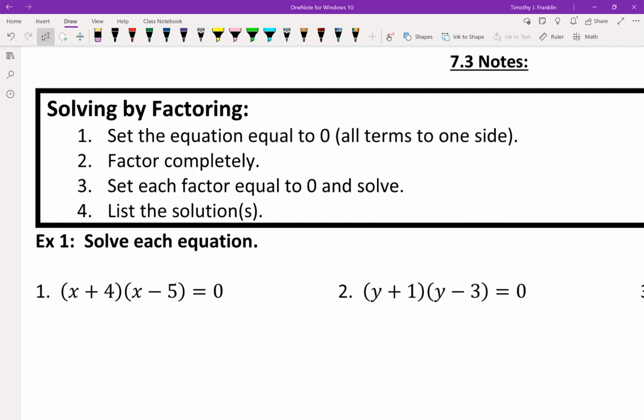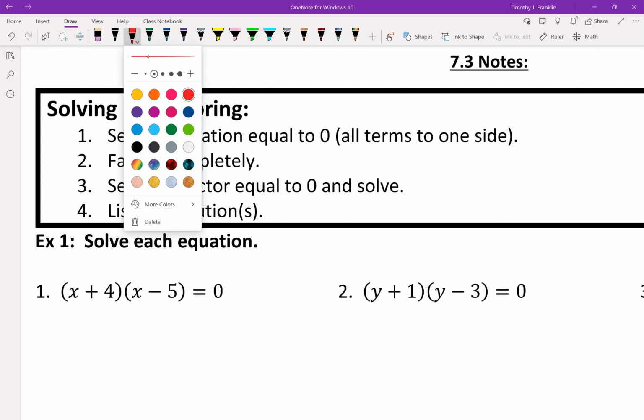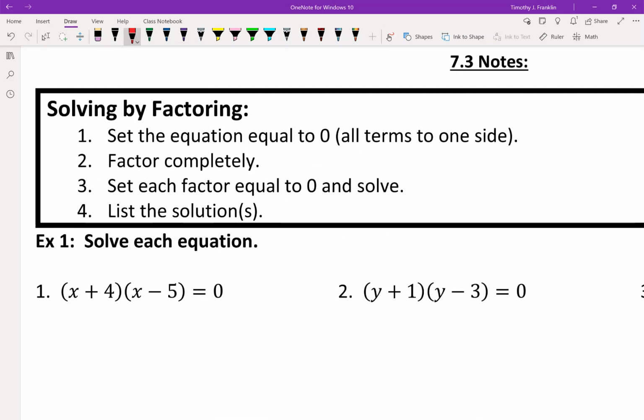So the steps to do this are: 1, set the equation equal to 0. So everything goes to one side of the equation and 0 goes on the other side. So if you have to rearrange the equation to get that to look that way, then that's what you have to do. Step 2 is to factor the polynomial completely using all the methods that we know.